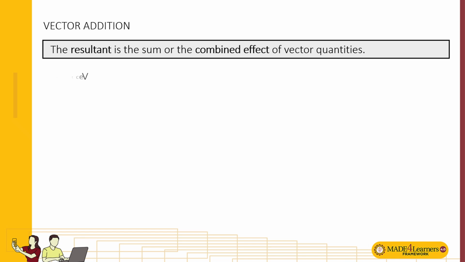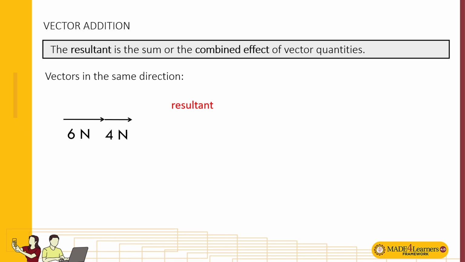So we start with vectors that are going in the same direction. So we simply add their magnitudes. For example, if we have 6 newtons and 4 newtons forces going to the right, the resultant's magnitude is just the sum of 6 and 4, which is 10. So it's 10 newtons and going the same direction, to the right or 0 degrees, or eastward.